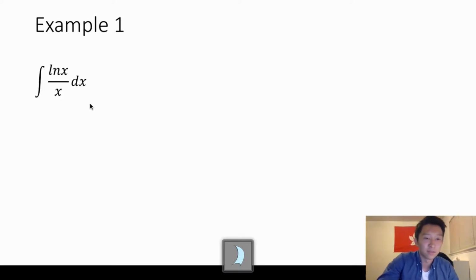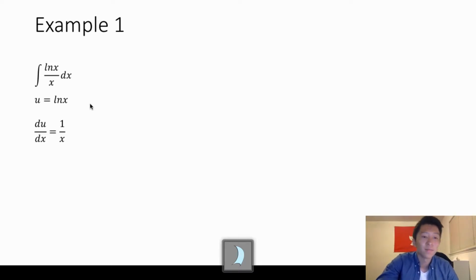It's literally the example that I just showed you. Here, the integral of ln x over x dx, we're setting u equal to ln x, which is what we do here. So u equals ln x. After this, if you find the derivative of ln x, like we said before, it's 1 over x. So du over dx equals 1 over x.